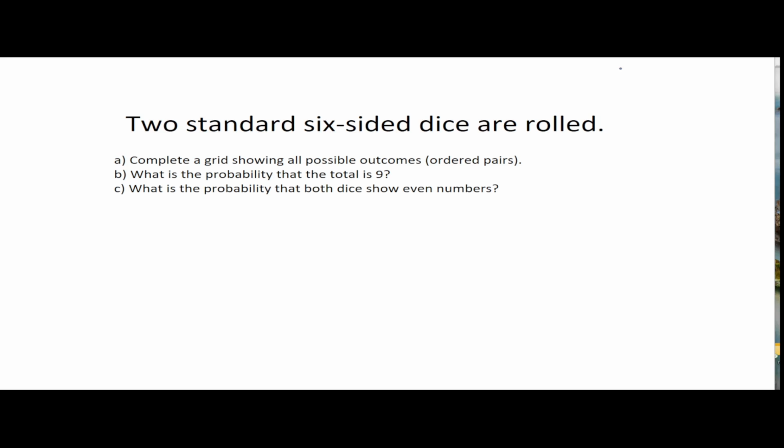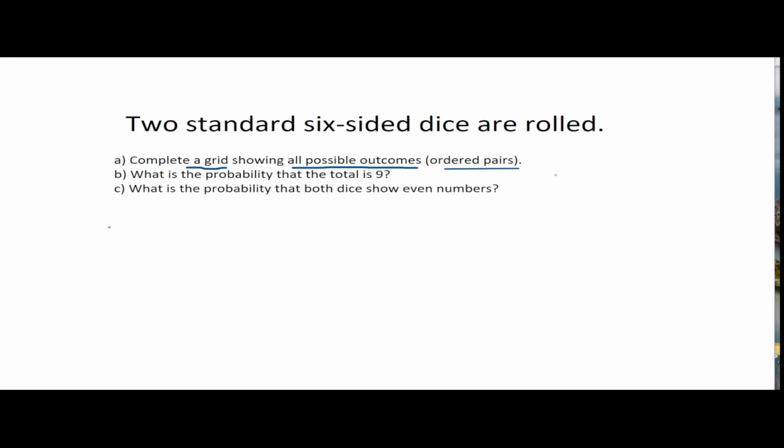So we have two standard 6-sided dice. And we want to complete a grid showing all possible outcomes, the ordered pairs. So the question is, how many possible outcomes are there?